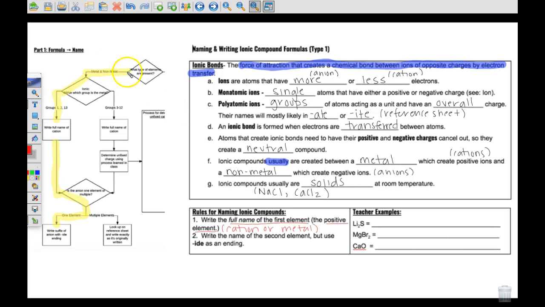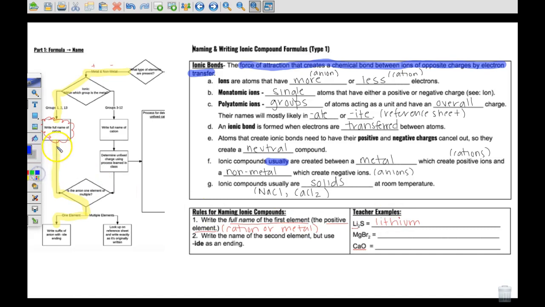So in our flowchart, we ask what type of elements are present, and because we're dealing with ionic, it's a metal, which is our cation, and a nonmetal. Then the question we have to ask ourselves is, in which group is the metal? Does it live in groups 1, 2, or 13? If so, then we're going to write the full name of the cation. So looking at my first teacher example, my first element is lithium. And after looking at my periodic table, I see that lithium is in group 1. So I'm going to write the word lithium because that's what Li stands for.